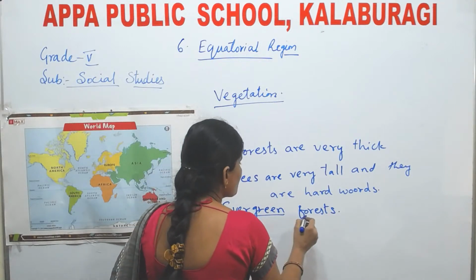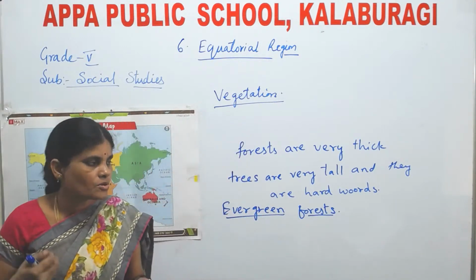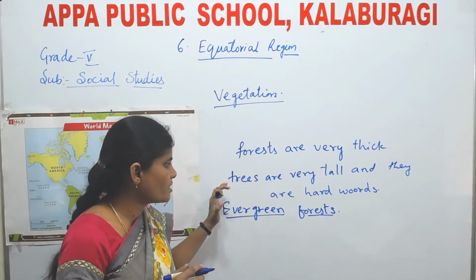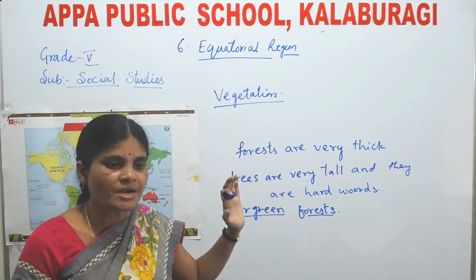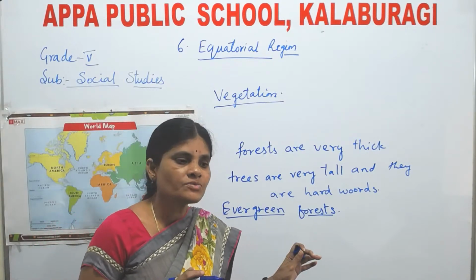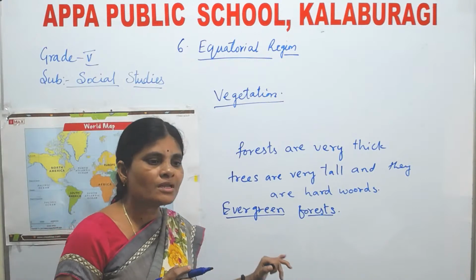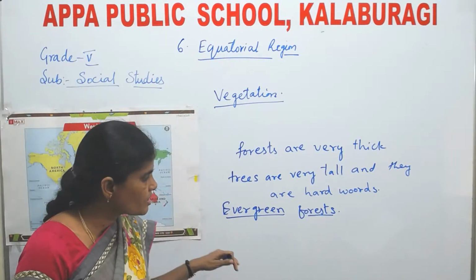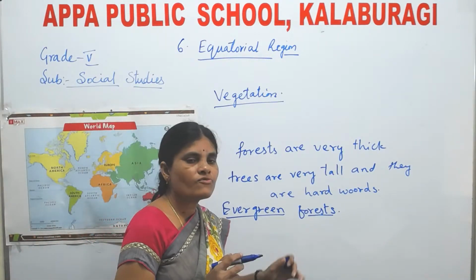Why are they called evergreen forests? Because all the trees do not shed their leaves at the same time throughout the year. That is why they remain green all through the year. That is why they are called evergreen forests.